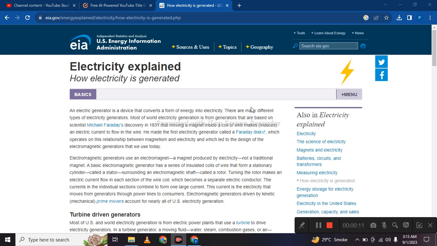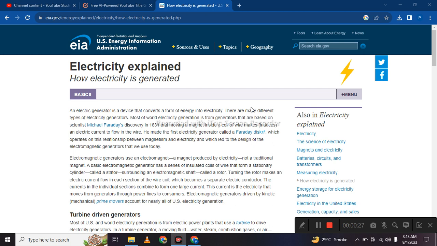Our today's topic is how electricity is generated. An electric generator is a device that converts a form of energy into electricity. There are many different types of electricity generators.